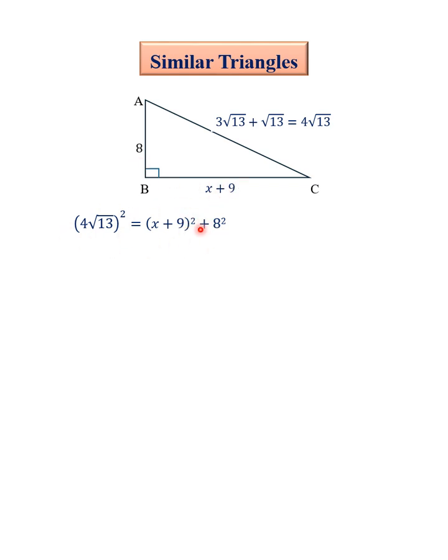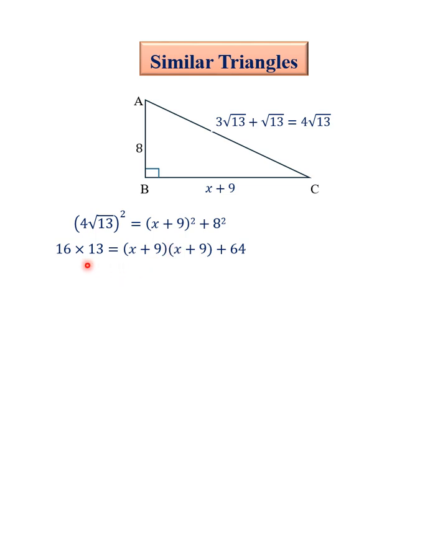This is Pythagoras theorem. We are not using the principle of similar triangles here, but Pythagoras theorem. Now we can solve from here. 4 squared is 16. The square of the square root of 13 cancels and we'll be left with 13. So 16 times 13 will be on the left hand side. So the left hand side becomes 16 times 13, equal to x plus 9 squared, which means x plus 9 times x plus 9, plus 8 squared is 64.